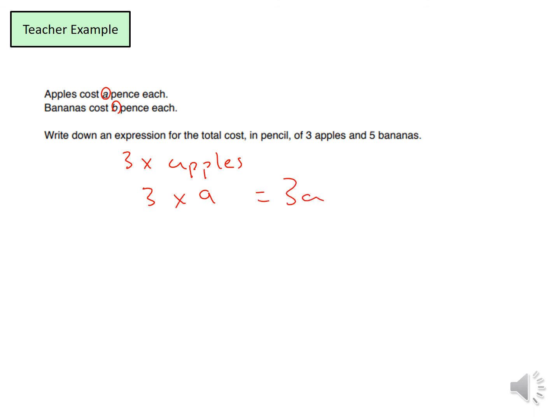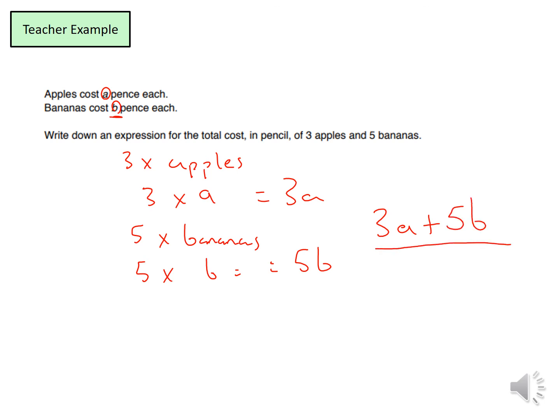If I want to buy 5 bananas, I need to do 5 times B, which is what we've labeled for bananas. So that is 5B. Now, if I'm buying two separate things, you work out the cost for both of them and then you add them together. So my expression for the total cost of 3 apples and 5 bananas would be 3A plus 5B. That is my final answer.